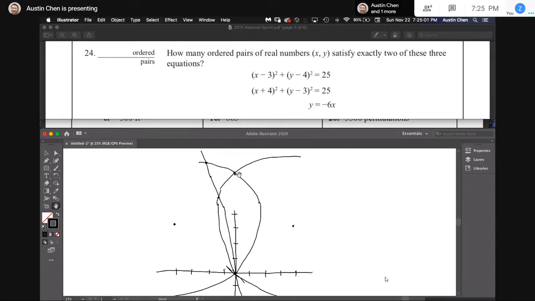Wait, what? So there would be six total solutions, right? Yeah. And then you see that all three of them intersect at 0, 0, so that takes away three of the solutions. You can still just vaguely graph it, draw a diagram and see it. Okay. Yeah.